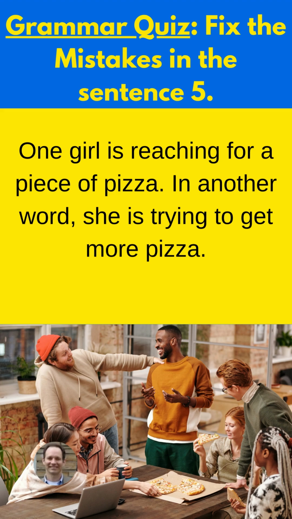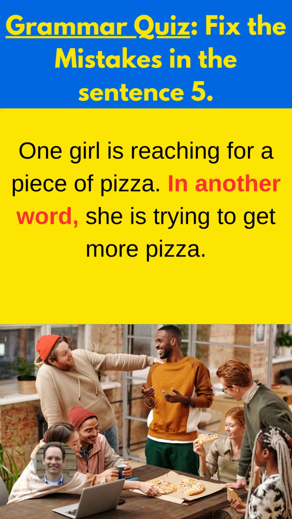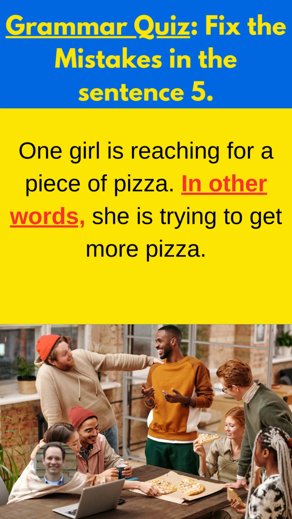Fix the mistake in these sentences. One girl is reaching for a piece of pizza. In another word, she is trying to get more pizza. The problem is with that expression in another word. It should be plural because we're using more words to say that again. So it should be in other words. In other, not another, but other and words, plural. In other words, she is trying to get more pizza.